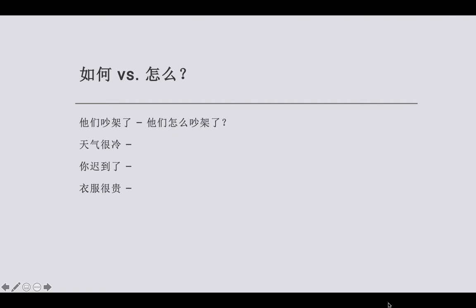Right, I think you all got it. So it's 天气怎么这么冷？So 怎么这么冷, instead of 很, here you can use 这么. So why is the weather so cold?